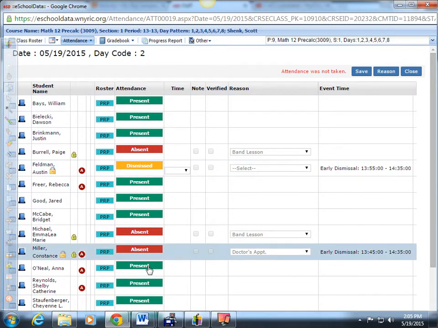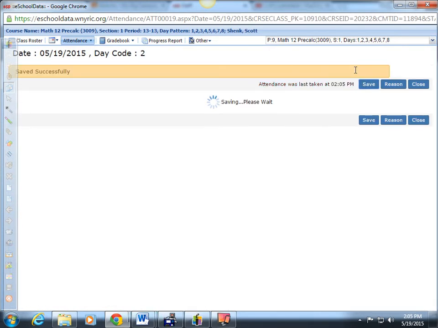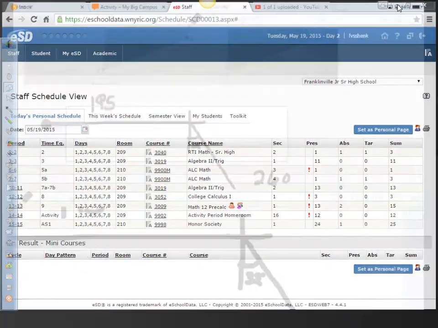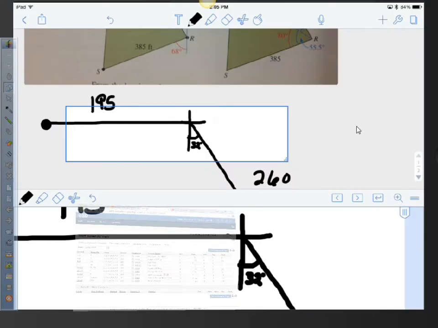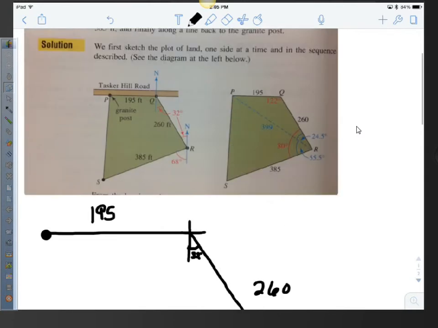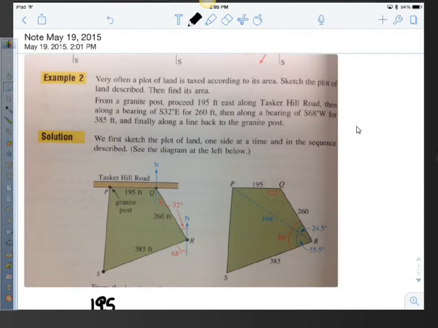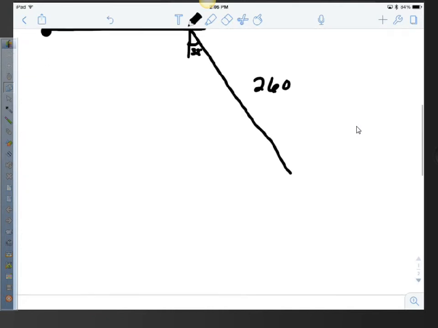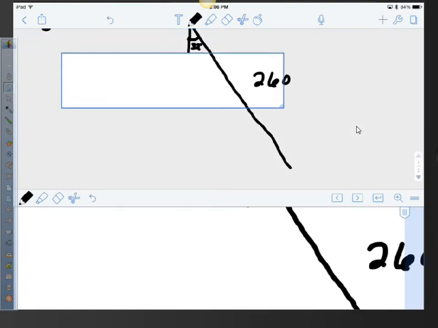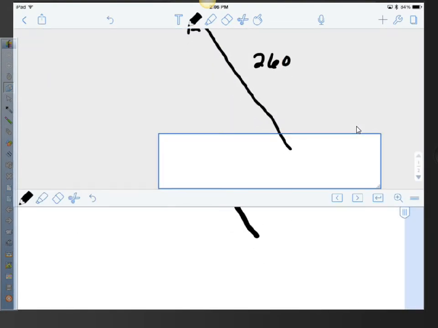Good. Okay. So everybody good with where we're at? Okay. Keep reading. Then, along a bearing of south 68 degrees west for 385 feet. So south 68 degrees west. So again, right at this point, I am going to make a vertical and a horizontal. And I'm south 68 degrees into the western hemisphere, so I want 68 degrees over into there. That is 68 degrees. Okay. And then we're traveling, what was it, 385 or something like that?